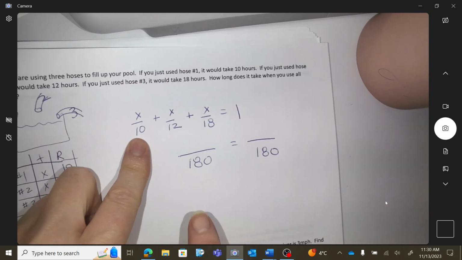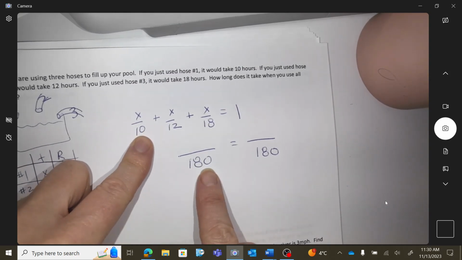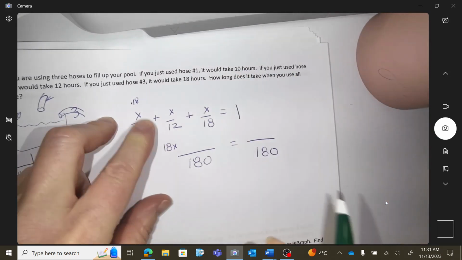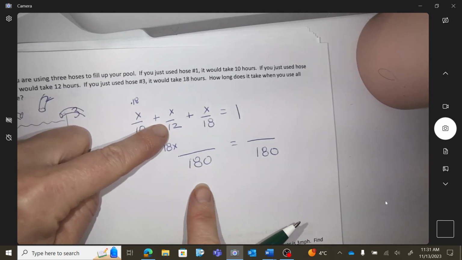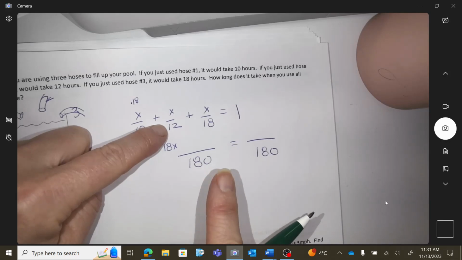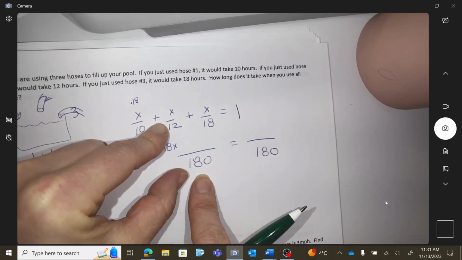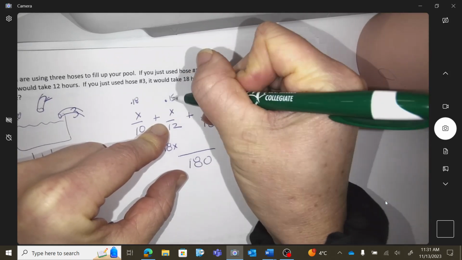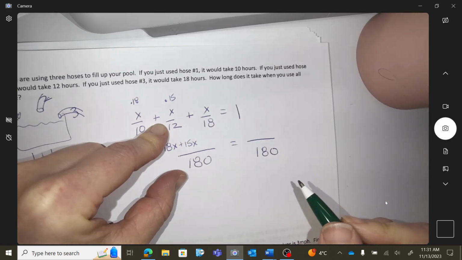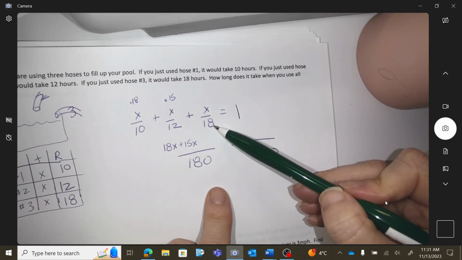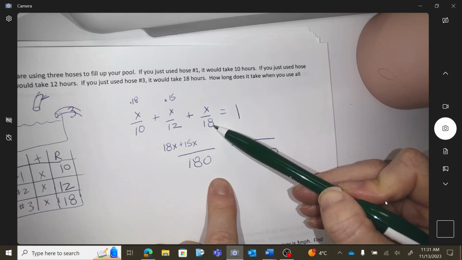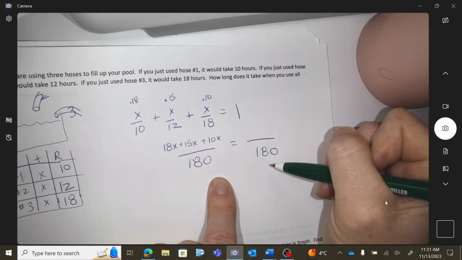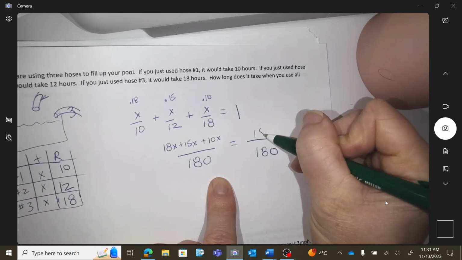Okay, ready? What would I have to do to change a 10 into a 180? Times it by 18. Who knows this one? What do you do to a 12 to turn it into a 180? What would you have to multiply by? 15. Okay, 3rd fraction, what do you have to do to an 18 to turn it into 180? And then, well, how do you write 1? A same over a same, right?